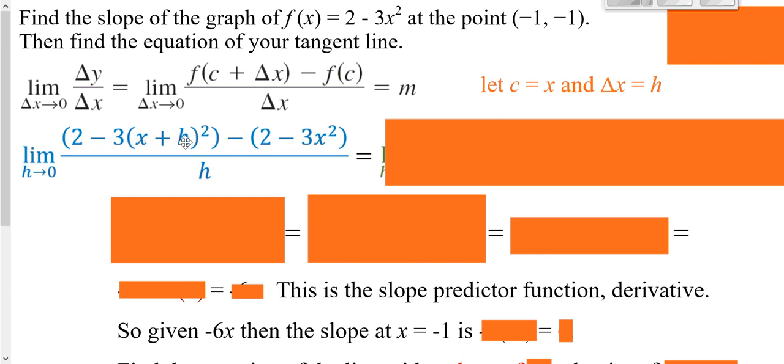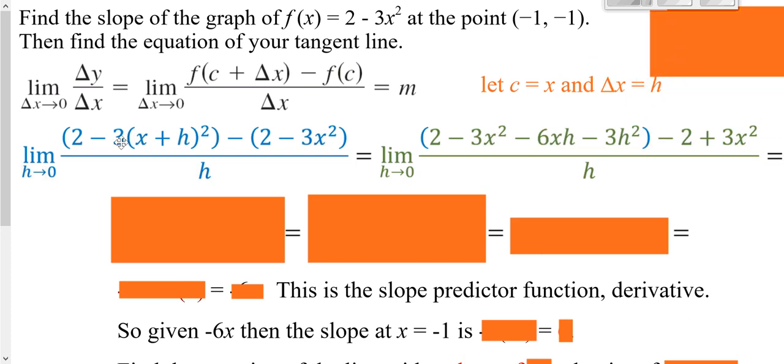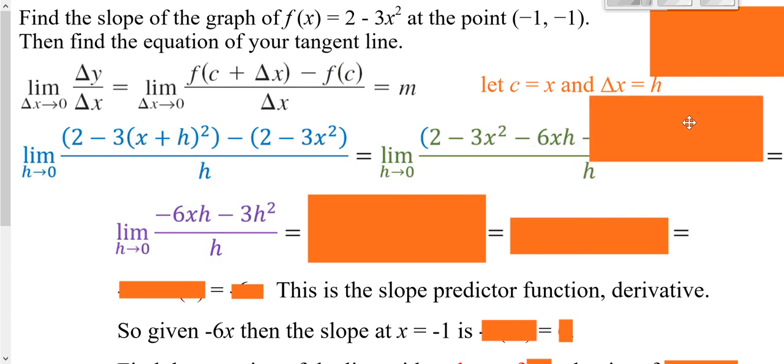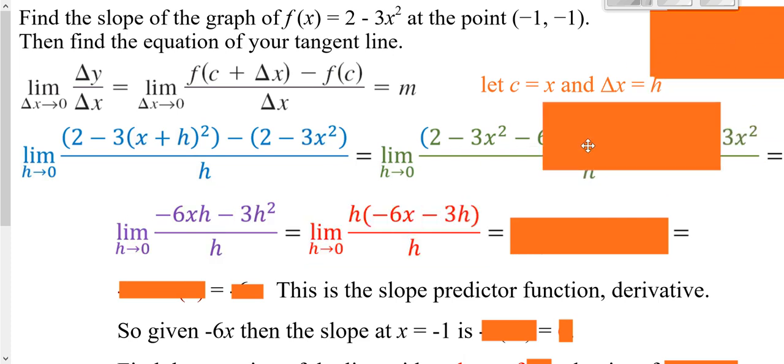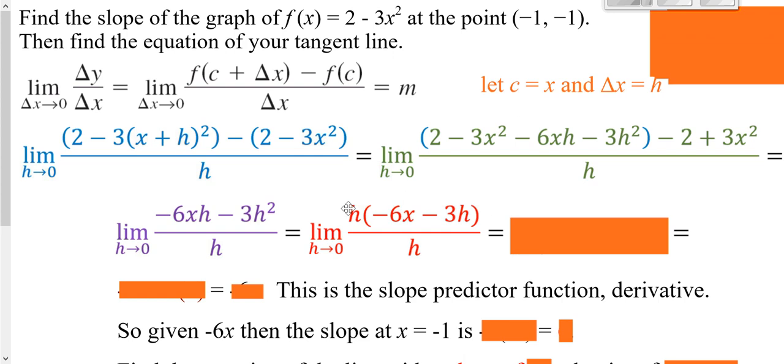Then you'd have to take x plus h times x plus h, FOIL that out, distribute through your negative 3. You would then get this here. Distribute through your negative, you get this here. Now you can go ahead and collect your like terms. You'll notice your 2 and your minus 2 will cancel. Your minus 3x squared and your plus 3x squared will cancel, leaving you with this. Then you can take an h out of everything, top and bottom, and you would get this here. And then you can cross those h's out, special form of 1.